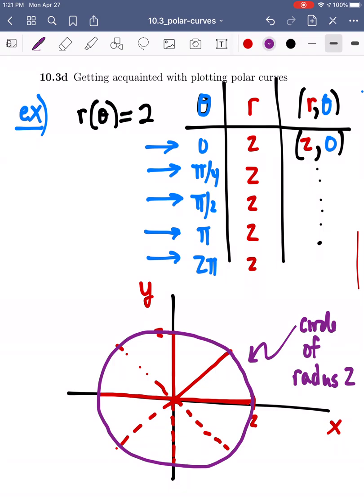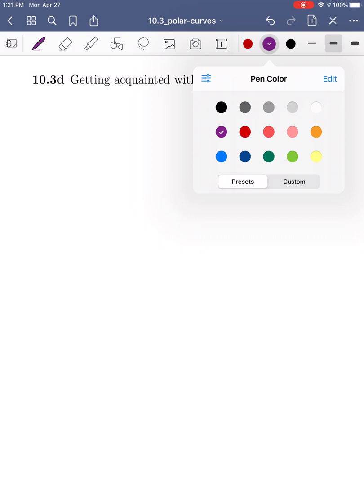All right, the big thing I wanted to point out here is, for every single angle, we always ask ourselves, how far do we move in that particular direction? All right, let's do another example. Well, in the last example, we had r always equal to 2. In this example, let's actually have theta always equal to pi over 4.